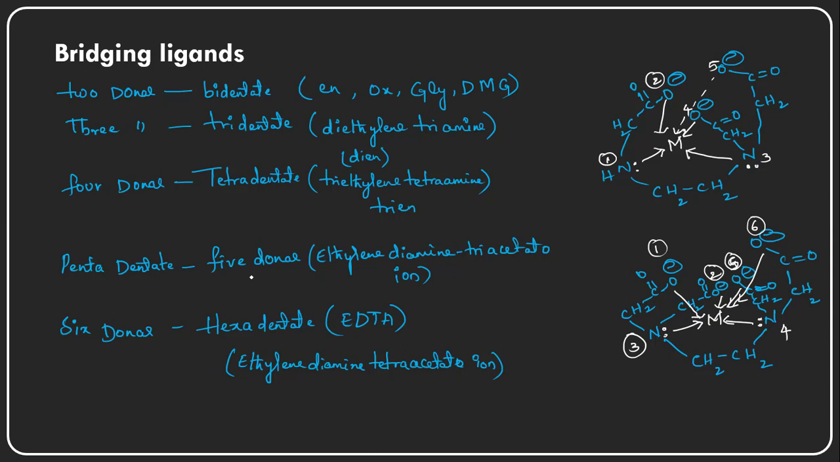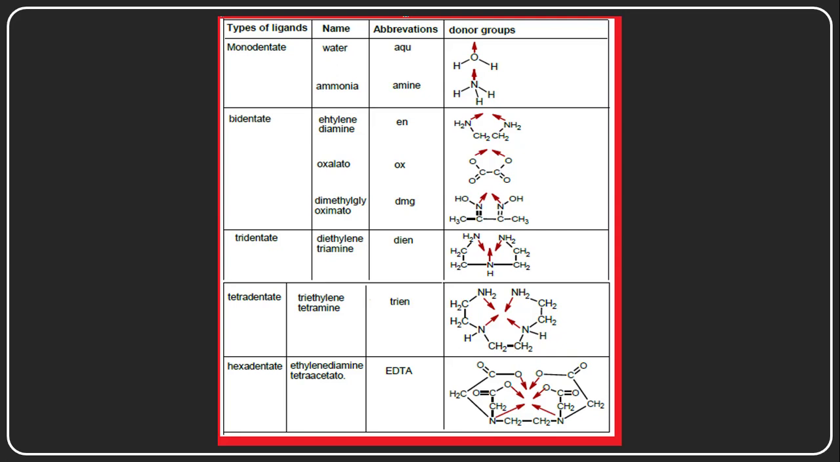So this is about the classification of these ligands, and here I have given the same examples for you. I have explained the classification of these ligands, polydentate ligands, especially the bridging ligands, right? Bridging ligands with the examples.